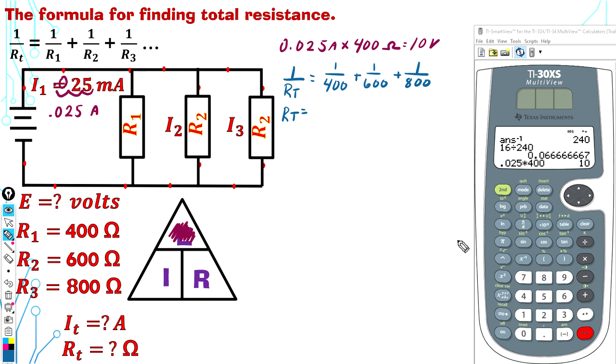All right, so coming over here to my calculator, I'll say 1 divided by 400 plus 1 divided by 600 plus 1 divided by 800. All right, now I've got this long decimal. I'm going to use my x to the negative 1 button, push enter. And so my total resistance is approximately 184.62 ohms. Now, if we want to round that off to the nearest ohm, that would be 185 ohms.